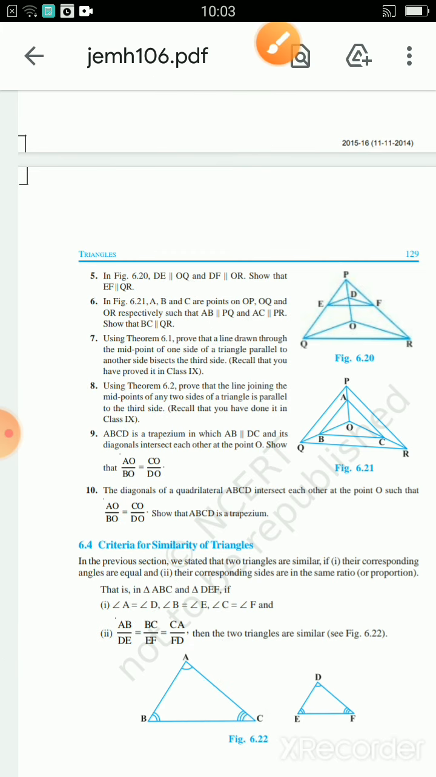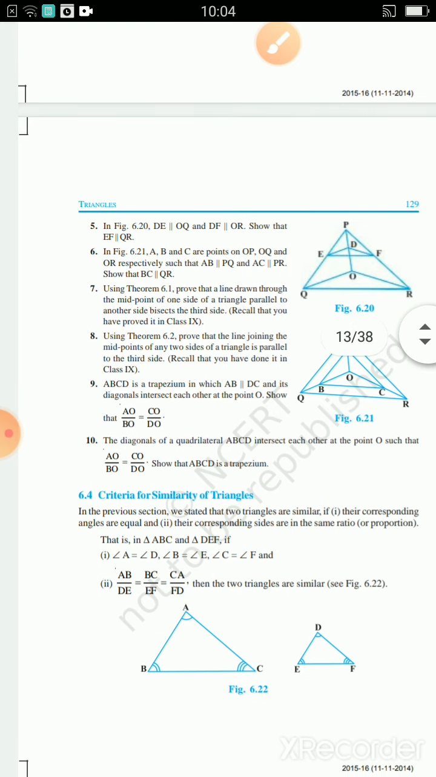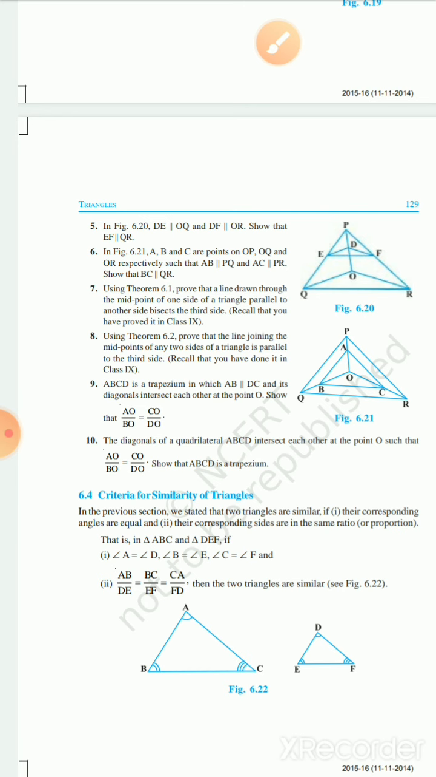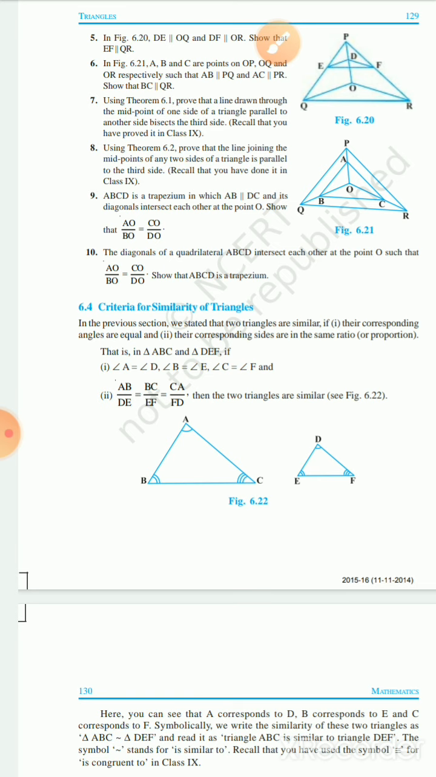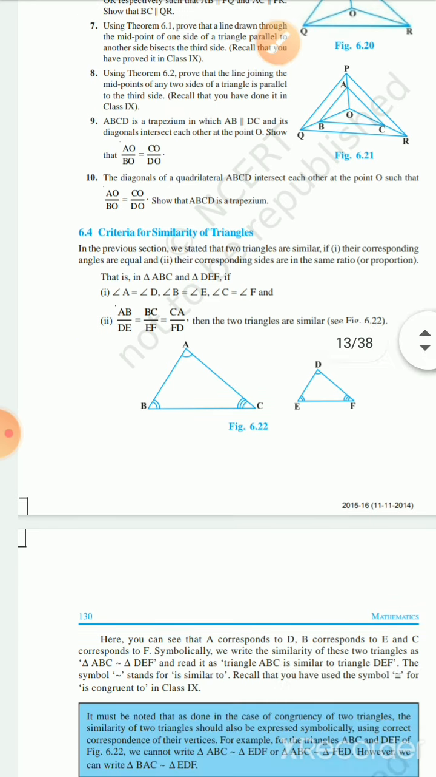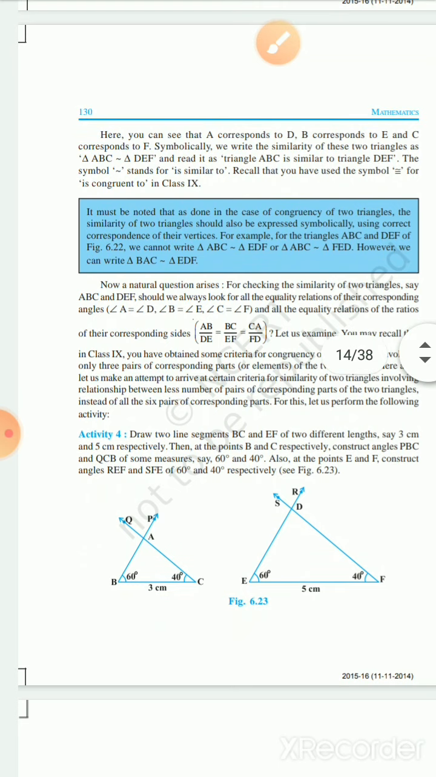Now let's come to criteria for similarity of triangles. You had already studied congruency in class 9th, and there were criteria for congruency: side-angle-side, angle-side-angle, and so on. In a similar way, there are criteria for similarity of triangles. When you show that two given triangles have the following things equal, then directly you can say the triangles are similar. You are already familiar with the fact that two triangles are similar when their angles are equal and the sides are in equal ratio. So now let's come to the criteria.